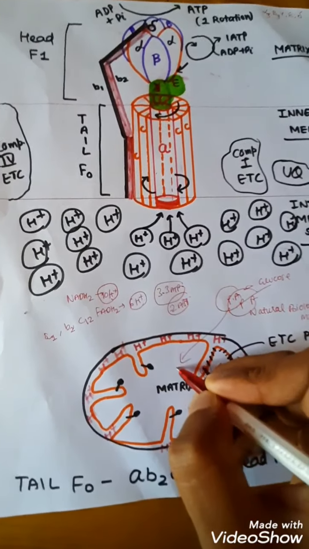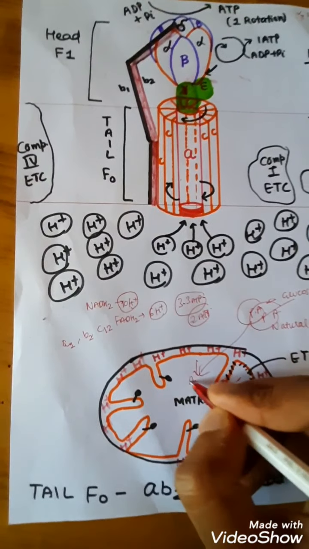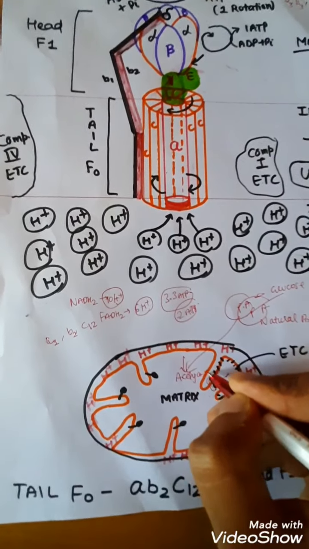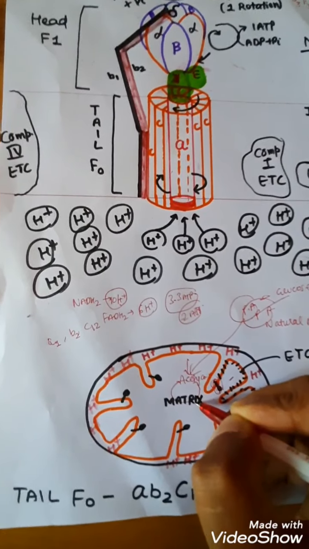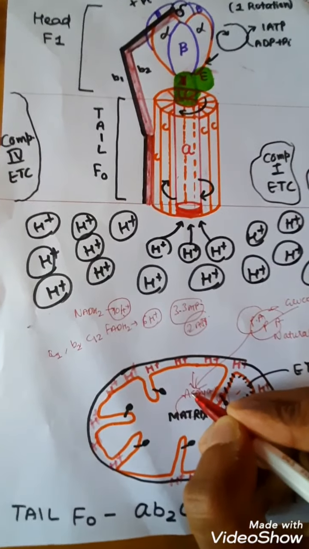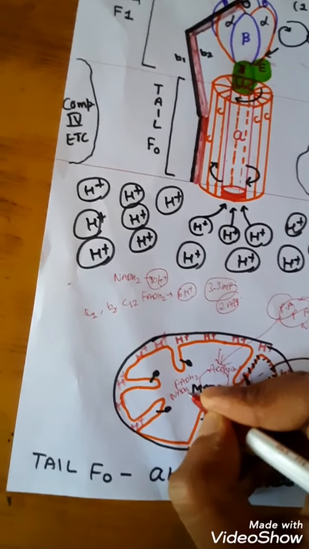The pyruvic acid enters into the matrix of the mitochondria, where it undergoes decarboxylation to produce acetyl coenzyme A. The acetyl coenzyme A undergoes a cycle that is called the Krebs cycle and is regenerated into itself. As a result of the Krebs cycle, we get so many FADH2 and NADH2.